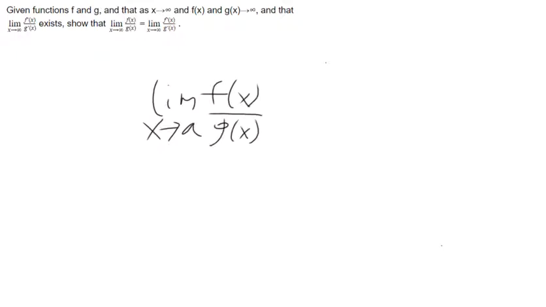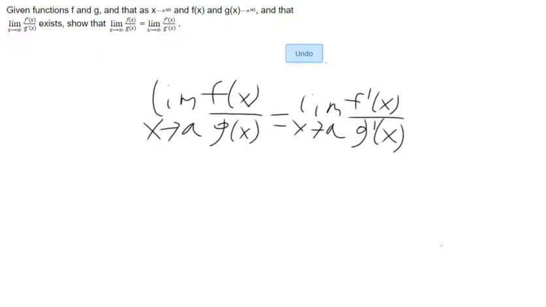Previously, we showed that if you take the limit as x approaches any finite value a of the quotient of two functions, f and g, and that as x approaches a, these functions approach infinity, we can say that this equals the limit as x approaches a of the quotient of the derivatives of these two functions. So we have f prime of x over g prime of x, provided that this limit exists. So what we'd like to do now is show that we can do this if we have a being plus or minus infinity.